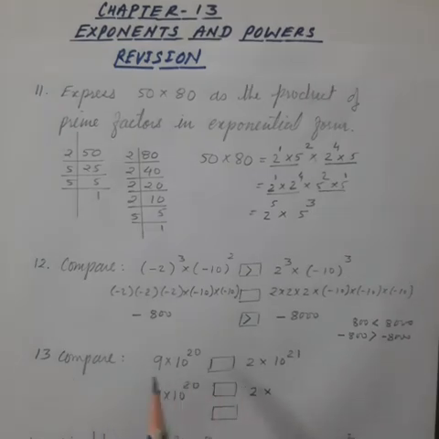13. Compare. Left hand side is 9 into 10 raised to power 20. 10 raised to the power 20 means 10 is multiplied by itself 20 times. And the right hand side is 2 into 10 raised to the power 21. 10 is repeatedly multiplied by itself 21 times. To cancel 10 raised to the power 20 from both sides, split this number. This number we can write as 10 raised to the power 20. That means 10 is repeatedly multiplied by itself 20 times, but it is 21.